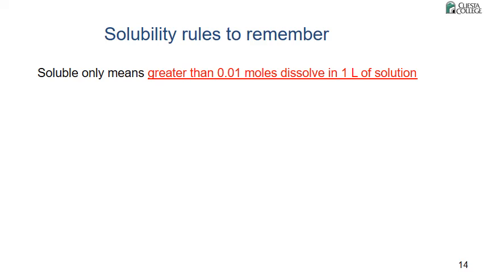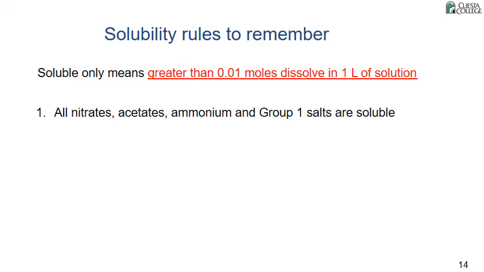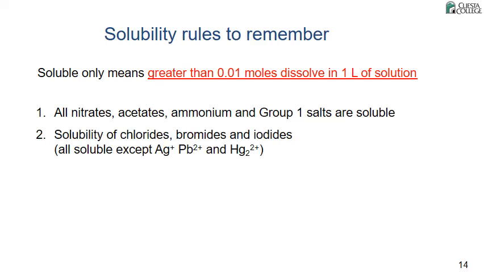First of all, when we talk about soluble, we have to have some kind of definition. The definition of soluble means that 0.01 moles of the substance dissolve in a liter of solution. So here's a rule to remember. The nitrates, the acetates, the ammonium ion, and the group 1 salts, those are all soluble. That lumps a lot of things into one general rule.